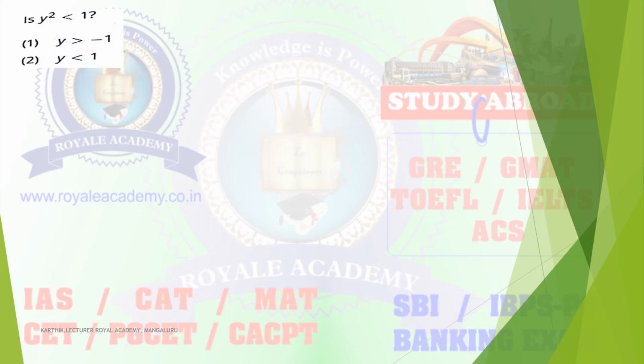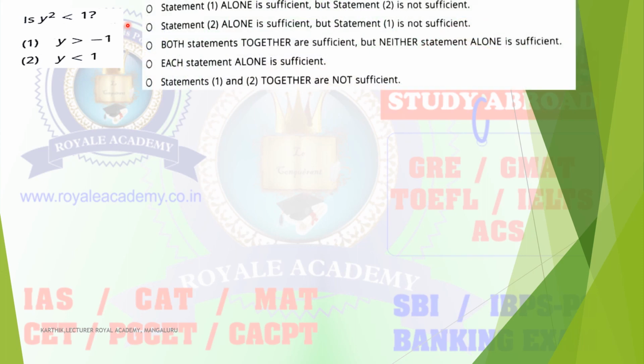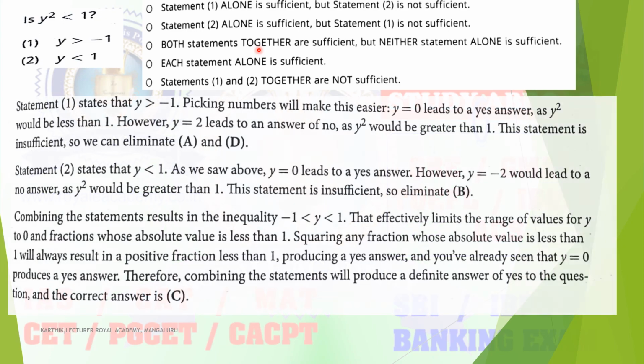So next is a yes or no type of question. Is y square less than 1? Two statements are also given: y is greater than minus 1, and y is less than 1. So these are the options. Statement 1 alone is sufficient. Statement 2 alone is sufficient. Both statements together are sufficient. Each statement alone is sufficient. Both statements together are not sufficient.